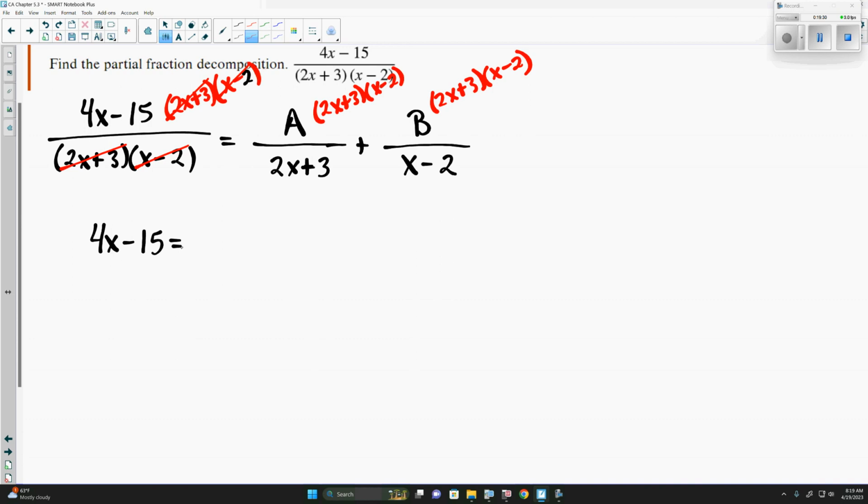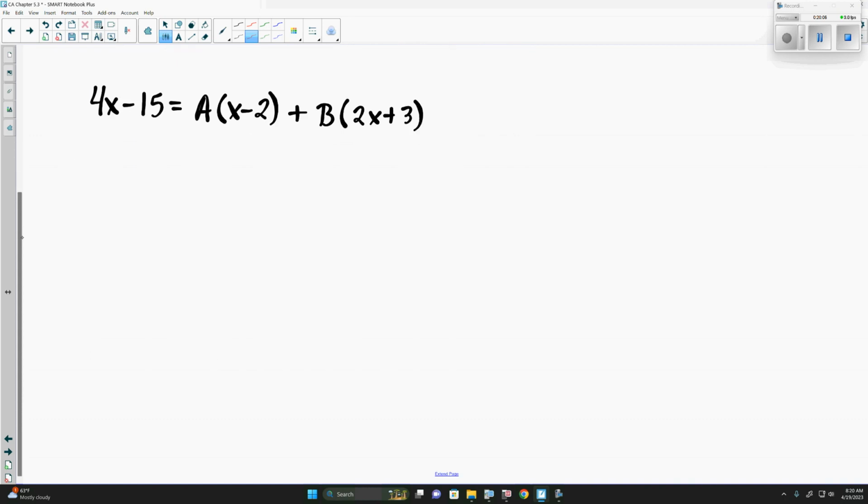Telling us that we have 4x minus 15 is equal to our first fraction on the right-hand side, the 2x plus 3 and 2x plus 3 cancel, leaving us with a times x minus 2. Plus, in our other fraction, the x minus 2 and x minus 2 cancel, leaving us with b times 2x plus 3. Any questions on how we got to this point here?